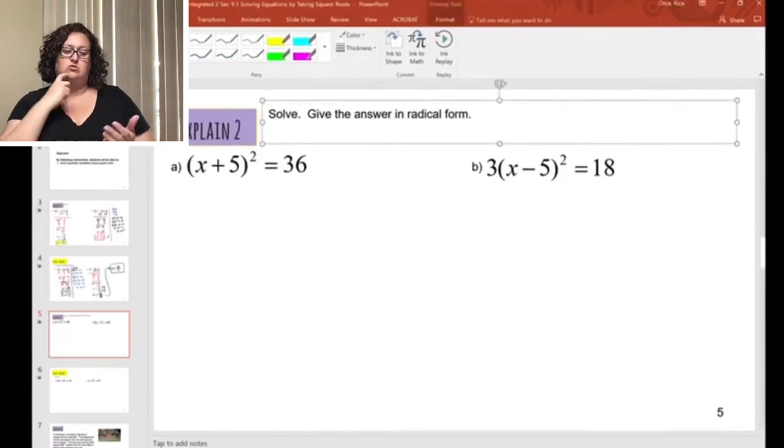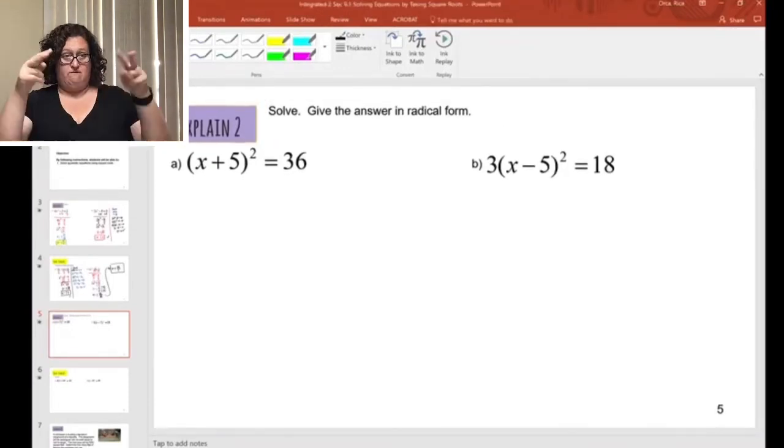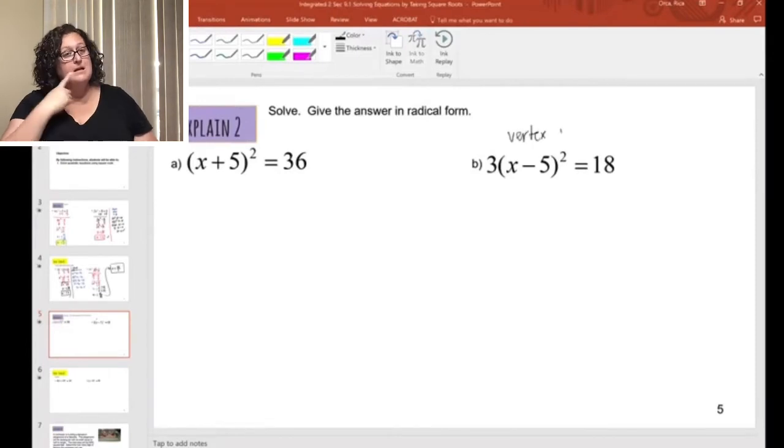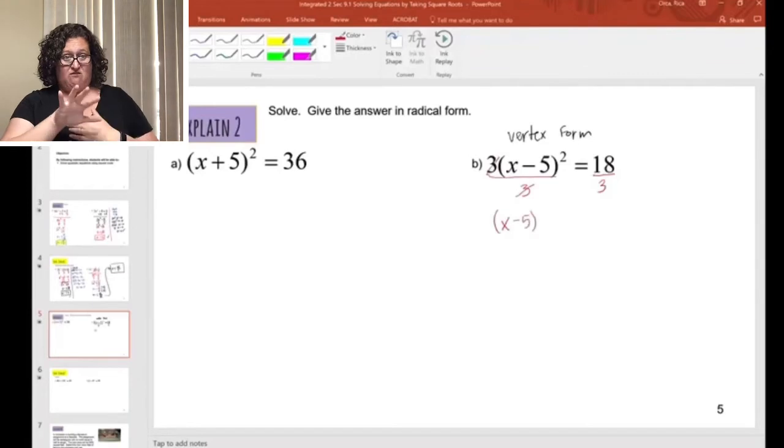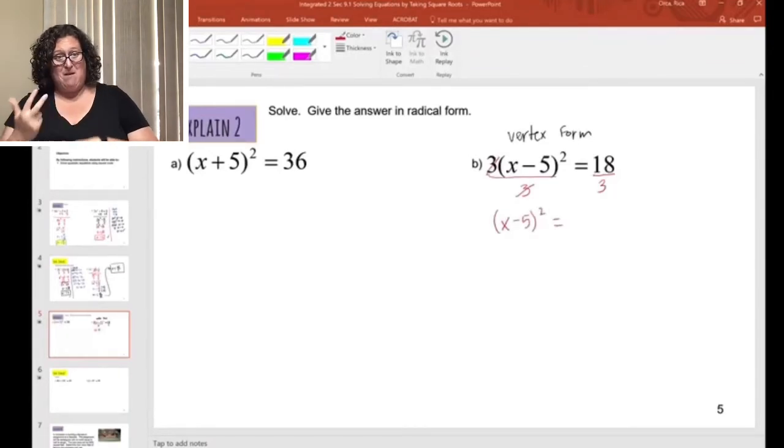Notice how the equation is in vertex form. And because it's in vertex form, we're going to use the square roots method to solve this problem. So step number 1 is isolate the parentheses. Get rid of the 3. Get rid of the scale factor. Divide by 3 on both sides. Now we have x minus 5 squared is equal to 18 divided by 3, which is 6.